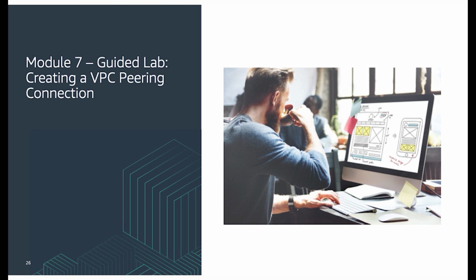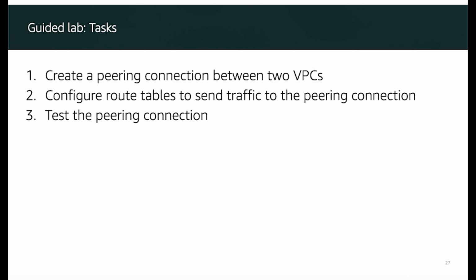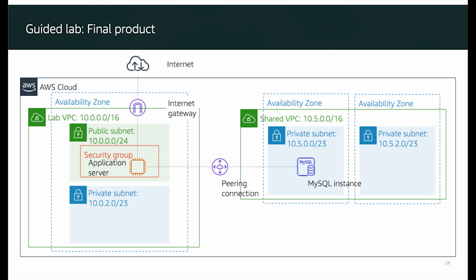In this guided lab, we will create a VPC peering connection. If you recall what we did in lab 6, we created a VPC and were offered a shared VPC, and we were told in lab 6 that we are going to use the shared VPC later on. So in this particular lab, we will create a VPC peering connection between the lab VPC and the shared VPC.